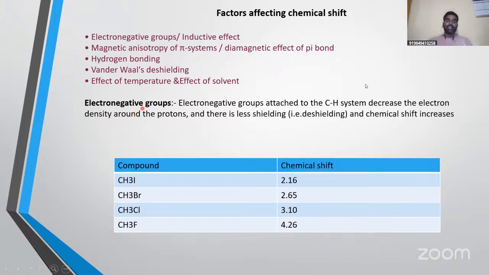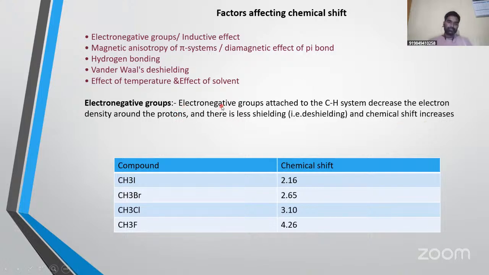Electronegative groups. The first effect which can affect the chemical shift is the electronegative groups. Electronegative groups attached to the CH system decrease the electron density around the protons, and there is less shielding, that is de-shielding, and chemical shift increases.